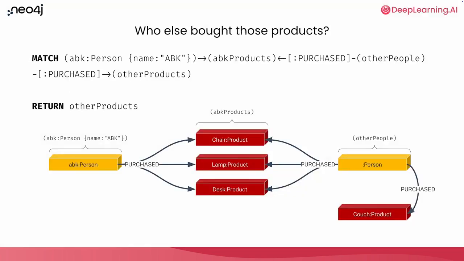We can extend that pattern to include the other people who bought those products. Since we went from ABK to the products that ABK purchased, we can also have relationships going in to those products and say, okay, there's some other people who bought those products. This pattern will find all of the products that people have in common with ABK.